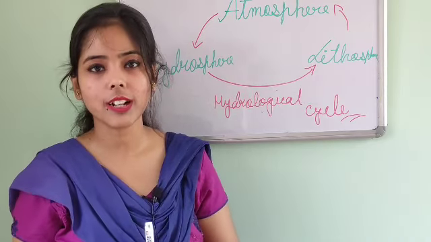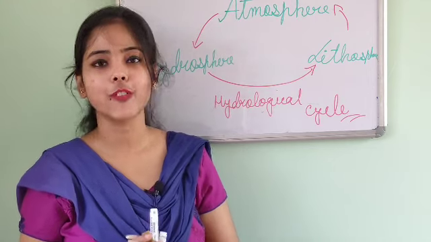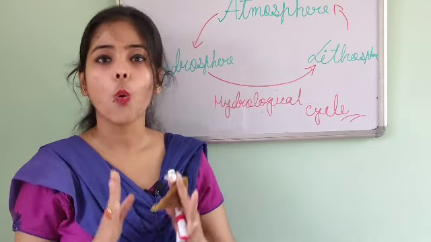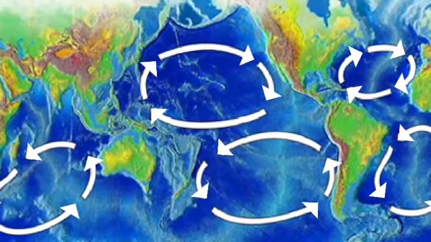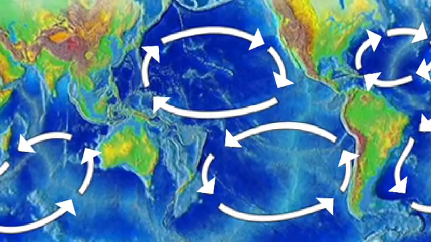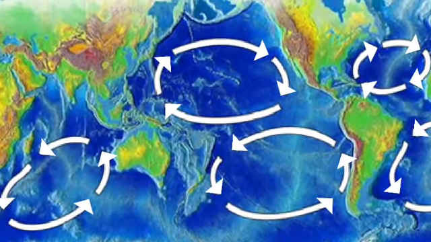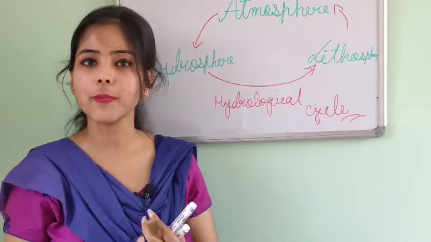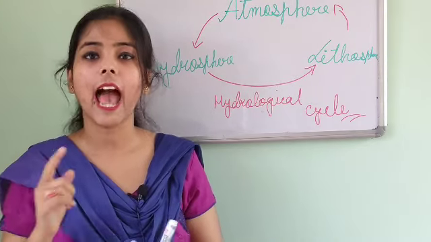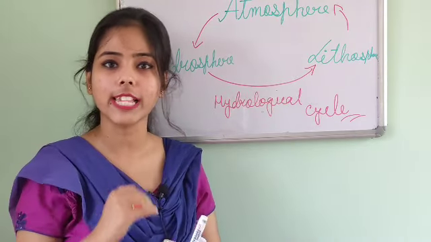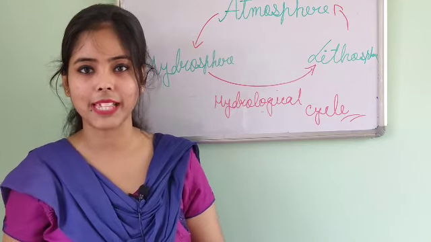But ocean current is completely different from waves, because ocean current will move in a horizontal way. So there is a basic difference between waves and ocean current. Waves will always move vertically and ocean current will move horizontally from one place to another.